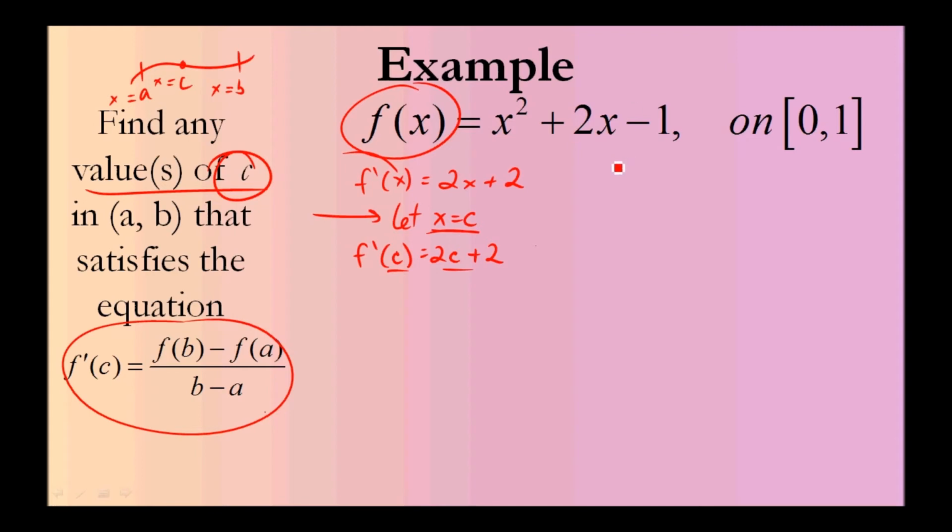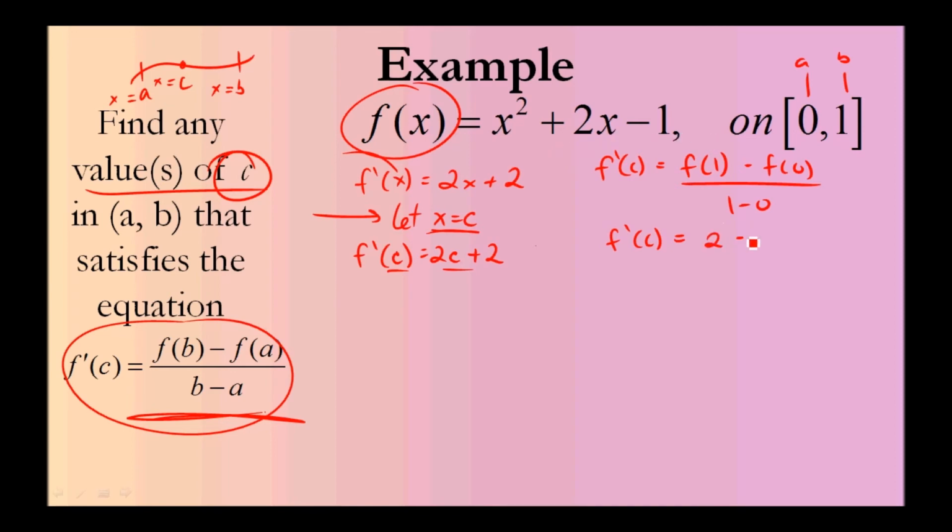We'll do the same thing utilizing the formula here. So f prime of c is equal to f of 1 minus f of 0. Remember, this is a, and this is b, divided by 1 minus 0. F prime of c is equal to, if we plug in 1, we get 1 plus 2 minus 1, which is 2, minus f of 0: 0 plus 0 minus 1, that's a negative 1, divided by 1. So we find f prime of c is equal to 3 over 1, which is just 3.